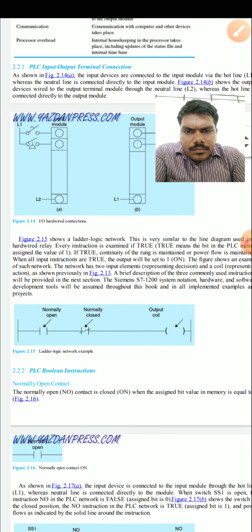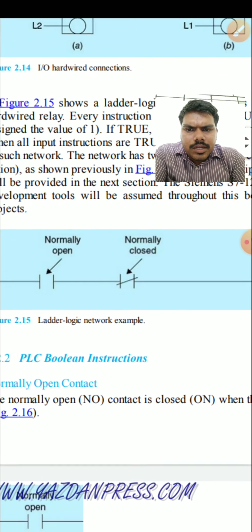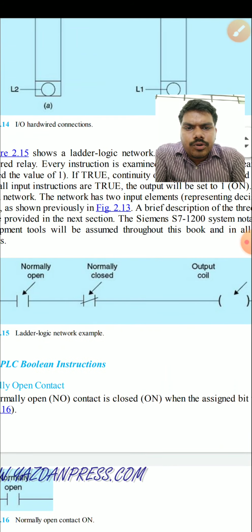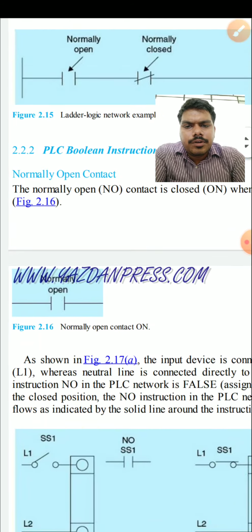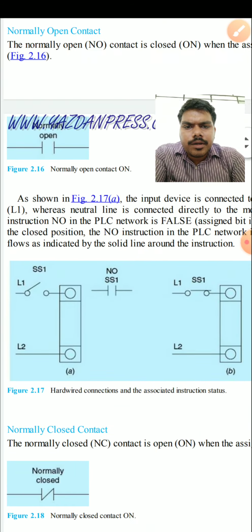Okay, so this is the simple example. This shows the normally open contact, the normally closed contact, and the output coil. And then we will see the PLC Boolean instructions. Boolean instruction, we know, the normally open contact, is denoted by this. Okay, how it is used in this diagram.